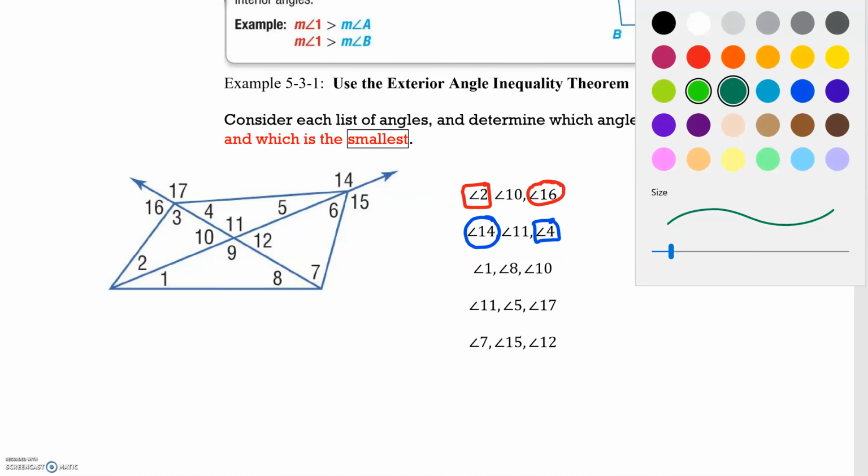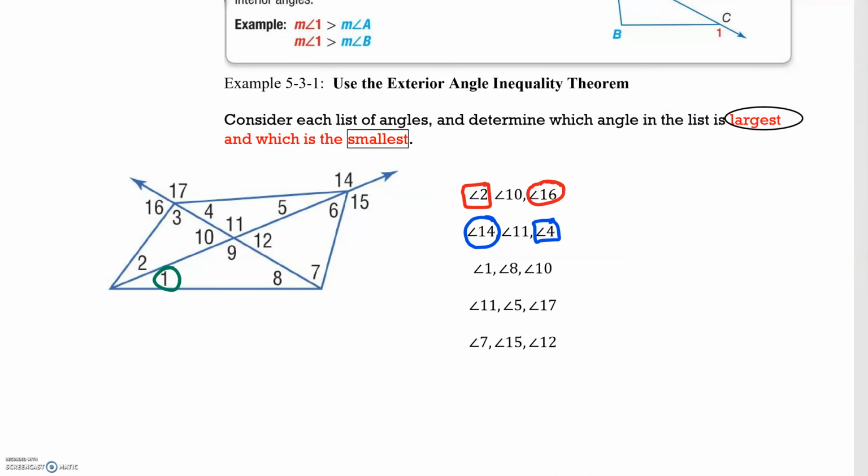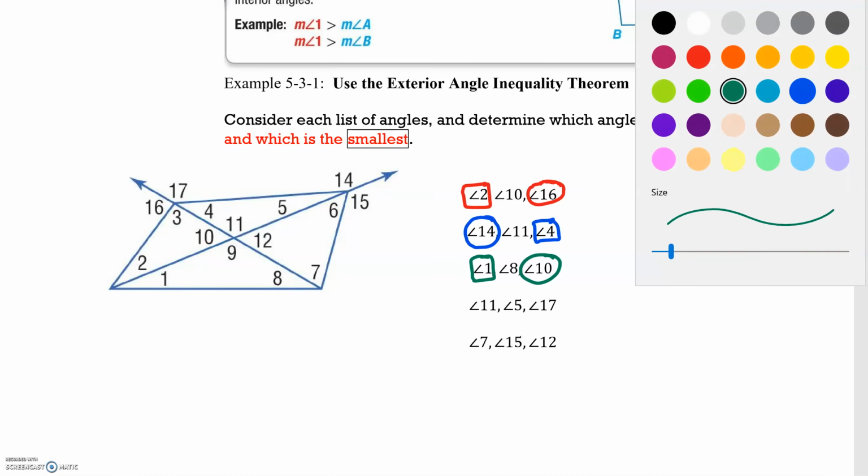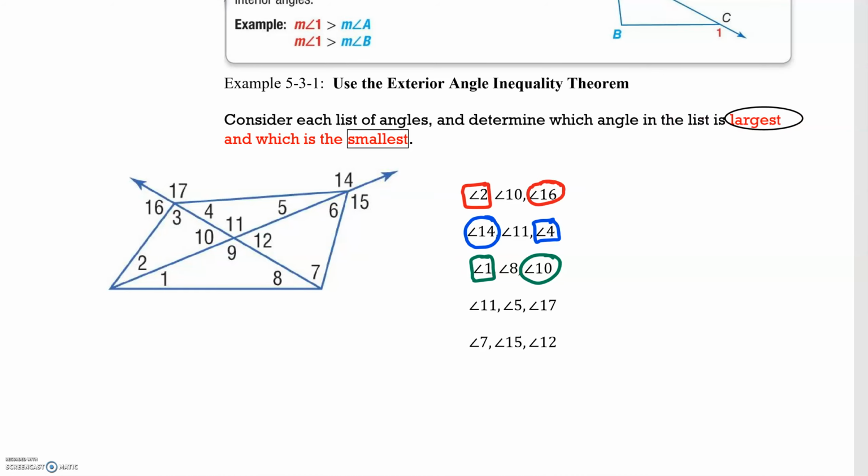If you want to just continue to follow along, we're going to take a look next at 1, 8, and 10. So if we think of the exterior, it is going to be this one, 10, because 1 and 8 add up. The ones next to each other add up to 10. So that means 10 is the largest. And then it's really hard to tell on here which one is the smallest. I'm going to go ahead and just say 1. It's more of a guess on that one because they look pretty similar.